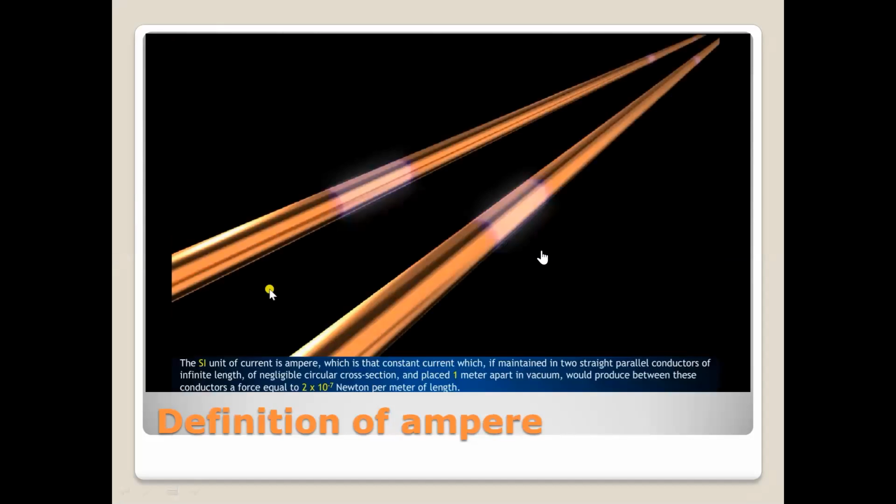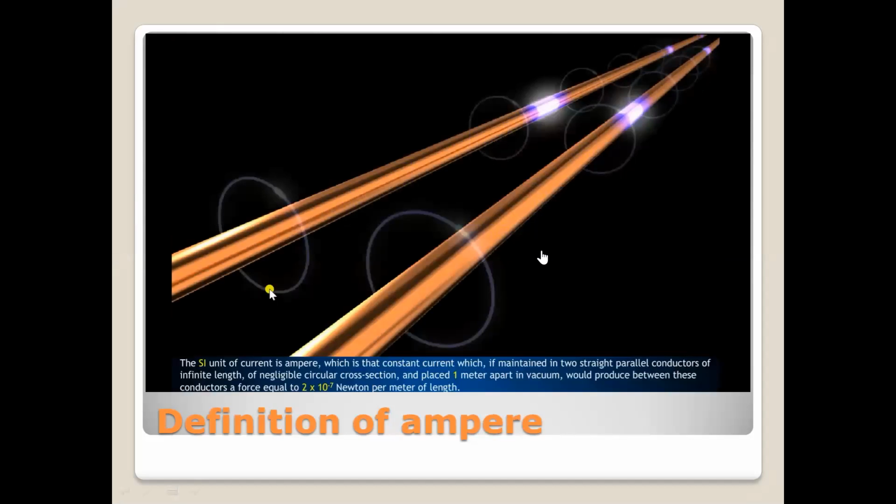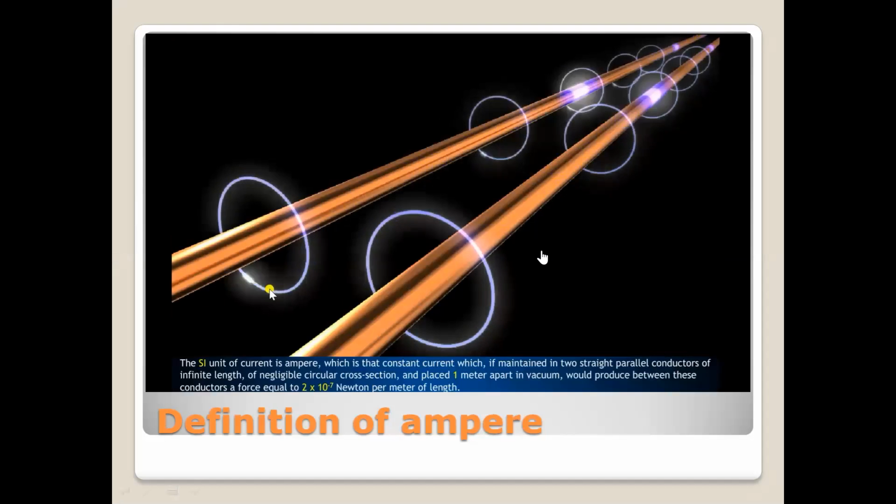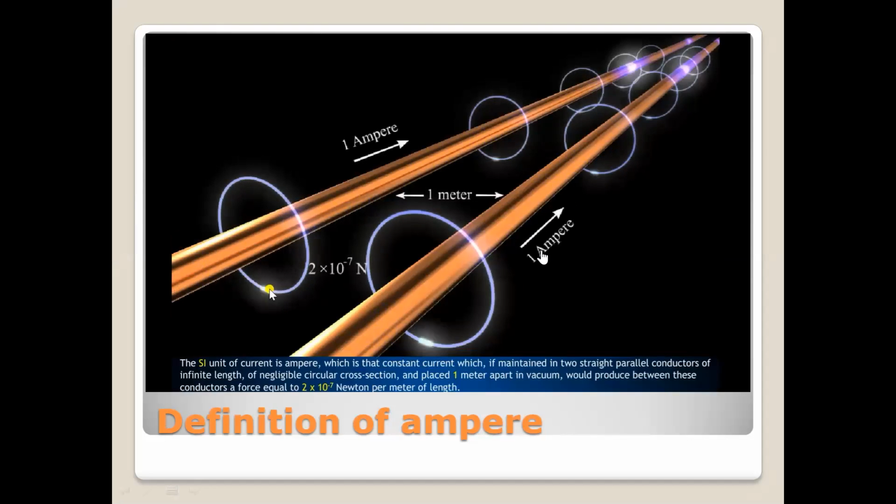Definition of ampere is, it is a constant current which, maintained in two straight parallel conductors of infinite length, of negligible circular cross-section, and placed 1 meter apart in vacuum, would produce between these conductors a force equal to 2 × 10⁻⁷ Newton per meter of length. This is how 1 ampere is defined by the International System of Units.